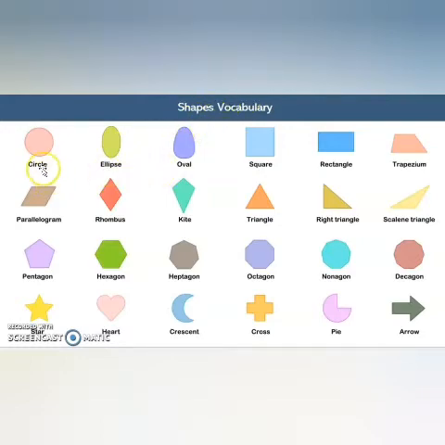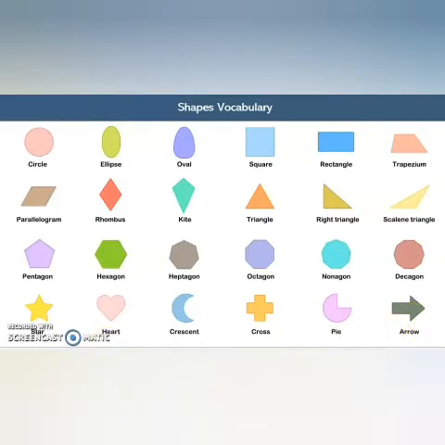This is the circle, ellipse, the oval, square, rectangle, trapezium, parallelogram, rhombus, kite. This is the triangle, right triangle, scalene triangle, the pentagon, hexagon, heptagon, octagon, nonagon, decagon, star, heart, the crescent, the cross, the pie, and the arrow.